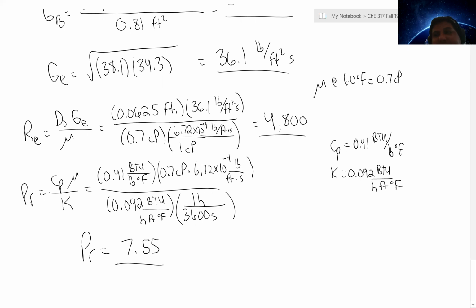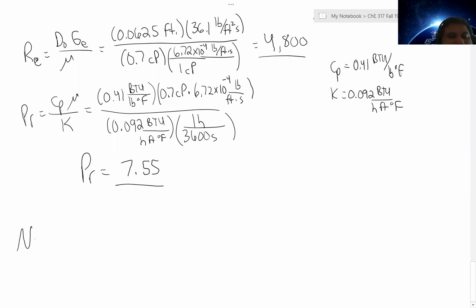All right, so we did all that, and we finally have our Reynolds number and our Prandtl. Now we can calculate our Nusselt: 0.2 times 4,800 to the 0.6 times 7.55 to the 0.33.